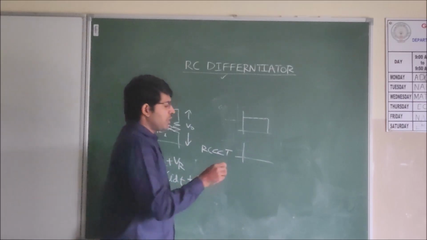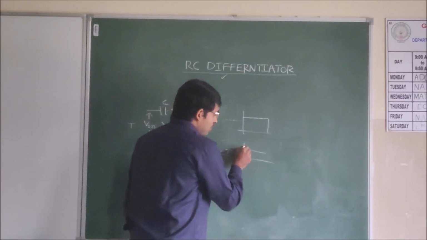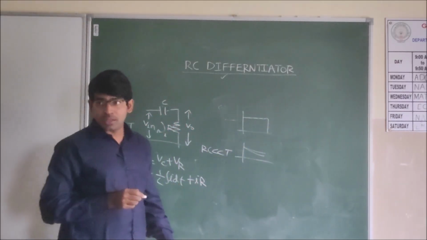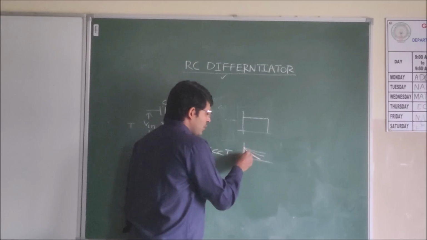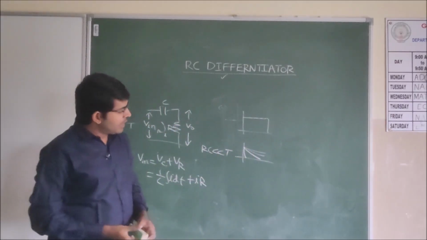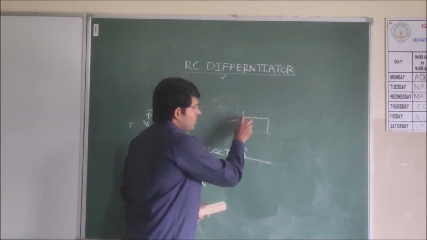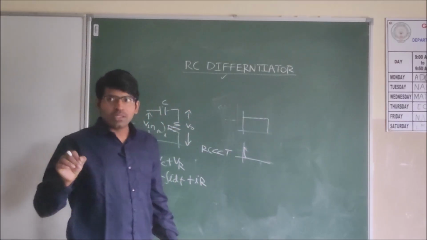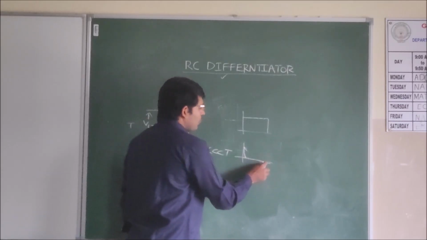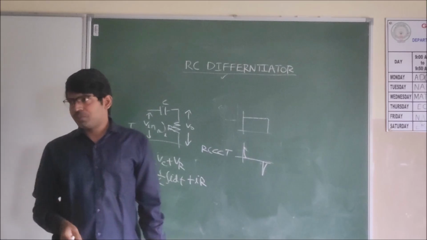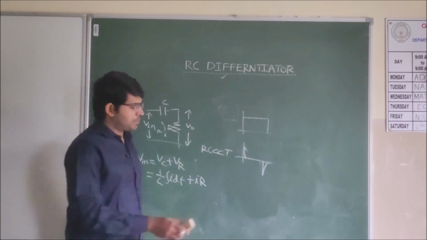If my time constant is very much higher, I will get the output like this. If I am still decreasing the time constant, my output will be like this. Still decreasing, my output will be like this. When my time constant is very much low, the output will be like this. This is the signal we are targeting. This is what we are saying as a differentiated signal. Because suddenly here the voltage is changing, the capacitor does not allow sudden changes. Immediately, we are observing another spike here. This is the differentiated signal which we get from the rectangular pulse.